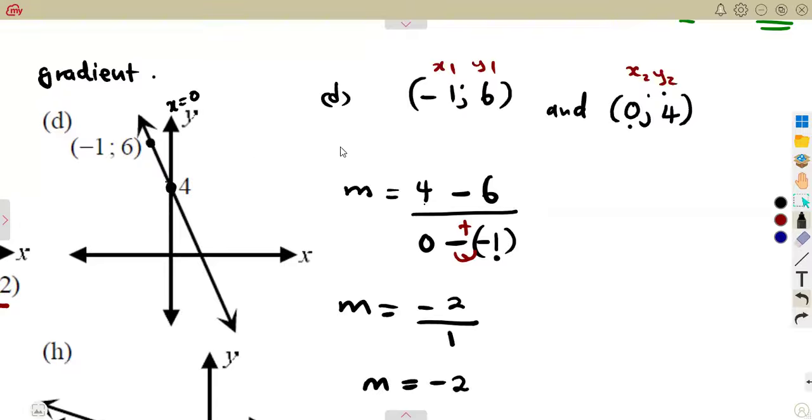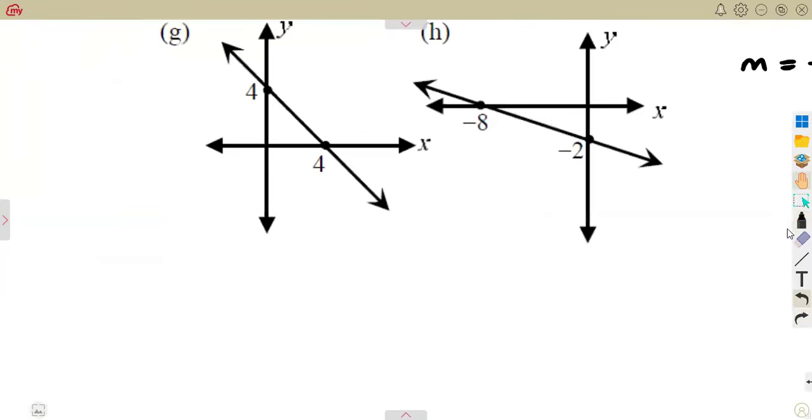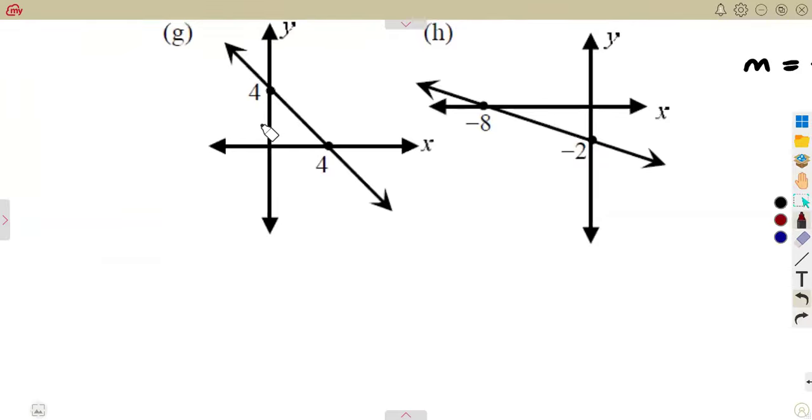So m, being the gradient of this line, is going to be equal to -2. When you're given lines of this nature where they are clear like this, you can even do it by movement: the change in y over the change in x. Y is going down, that's -4. To the right, x is +4. So m, the change in y, -4, over the change in x, which is 4, you're going to get -1.